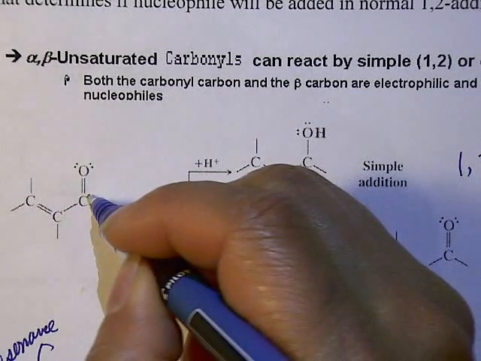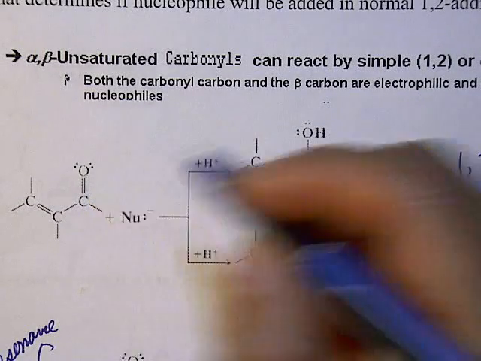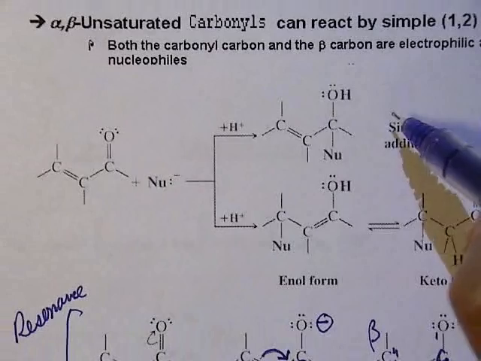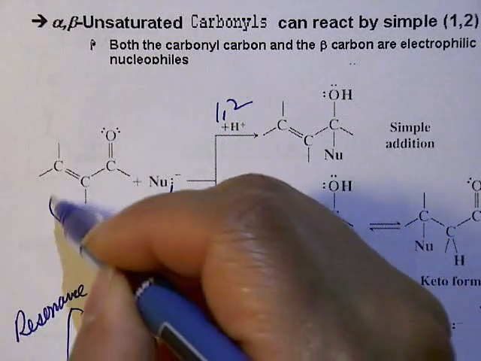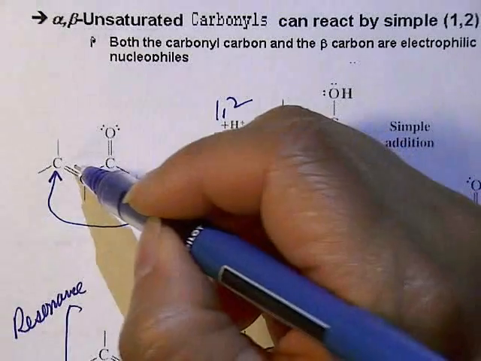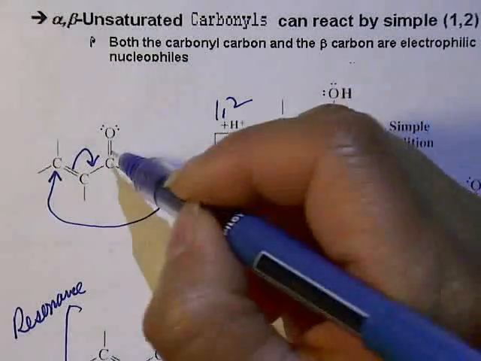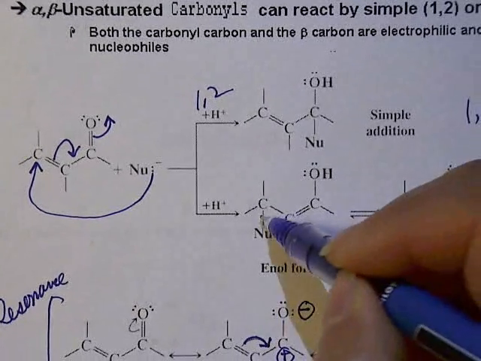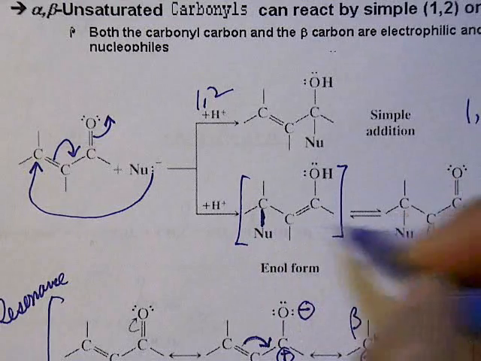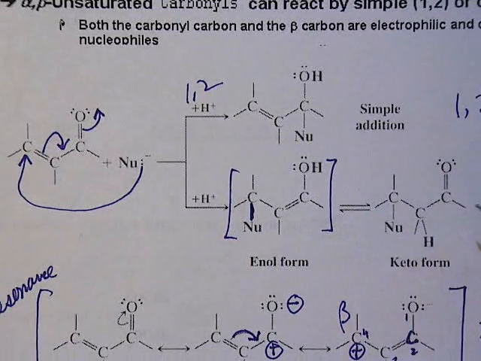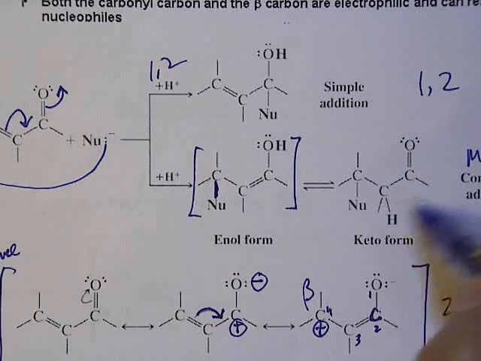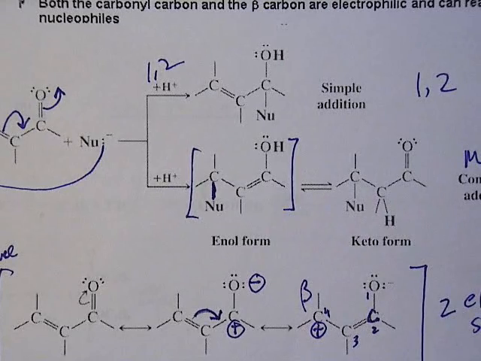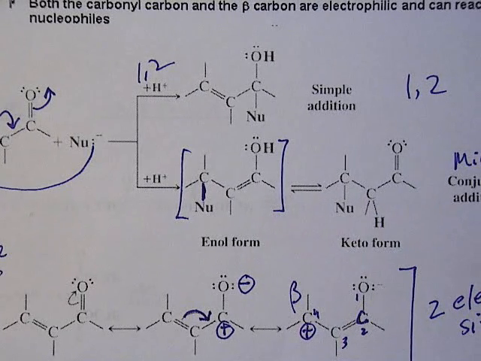So then that means this would attack here, and then you would have this kind of intermediate. Whereas if this attacks here in the beta position, then the double bond has to move over and then break the C double bond O. So the intermediate after the nucleophile forms is an enol, and as you know, the enol will exist in equilibrium with the keto form, and depending on which is more stable, you have more of the other.